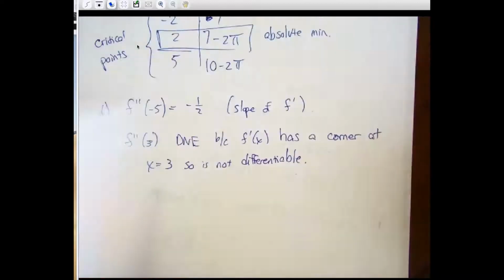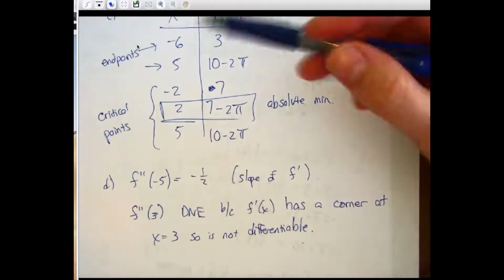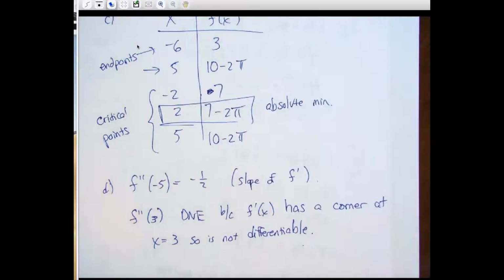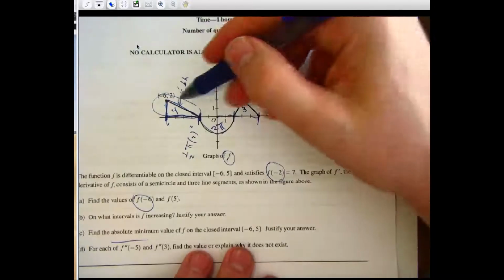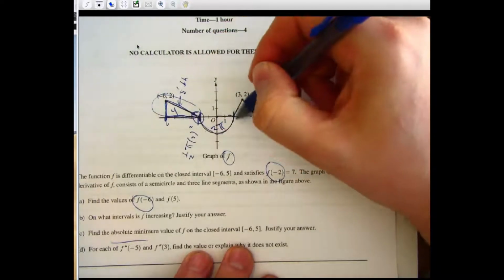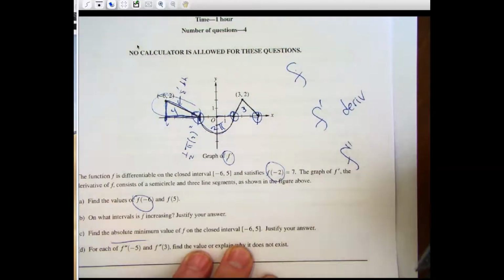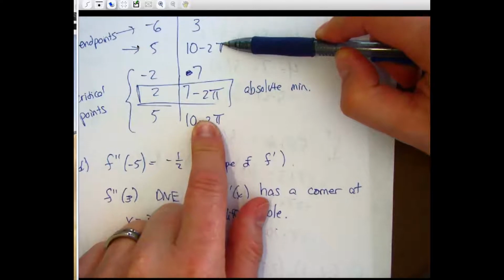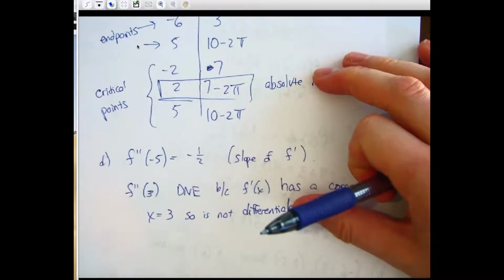But anyway, the absolute min means you've got to check 2 types of points: endpoints and critical points. The endpoints are -6 and 5. Critical points are -2, 2, and 5, and the critical points come from when the derivative is 0. So I'm using that, and that. And you'll notice 5 is on here twice, because it's a critical point and an endpoint, so I don't really need it twice, but it's certainly not going to hurt to have it.